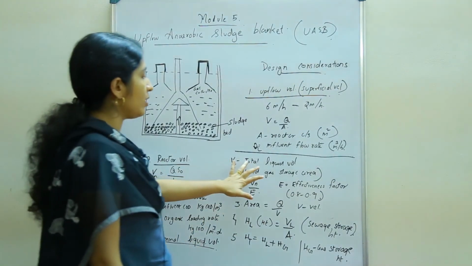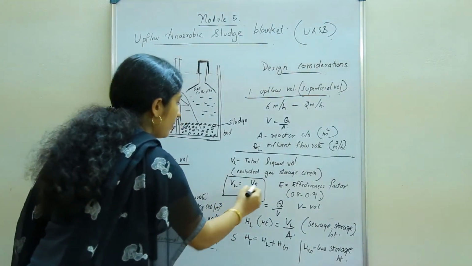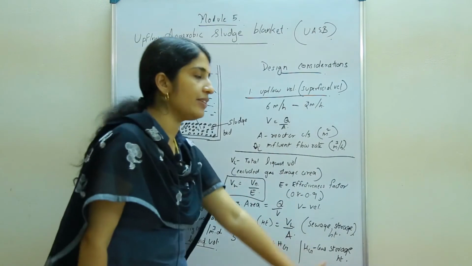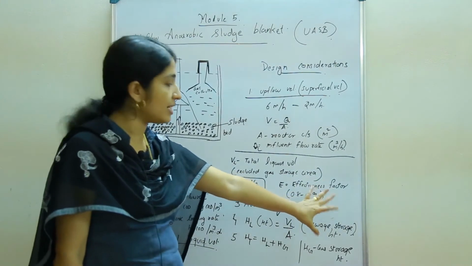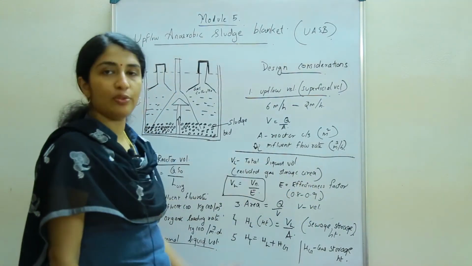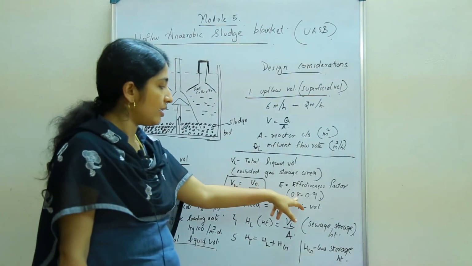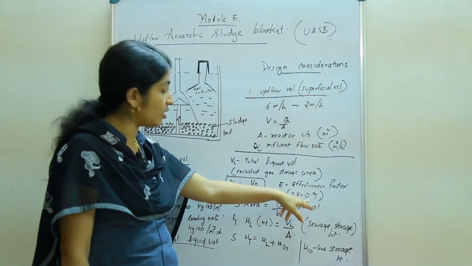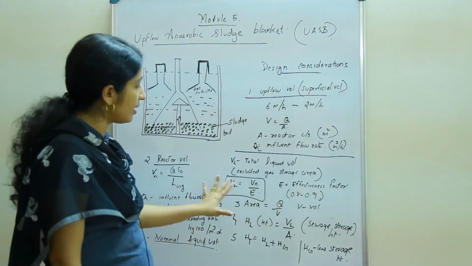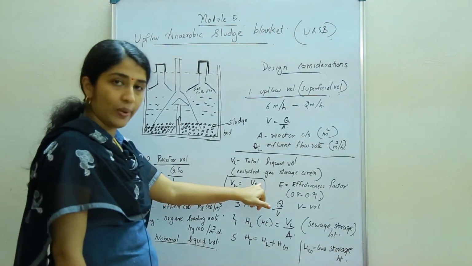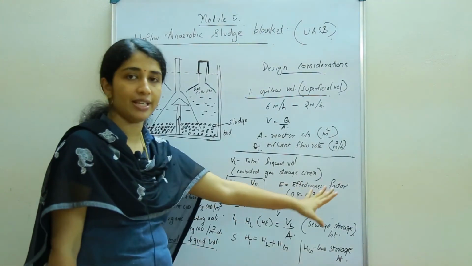From this we can find the total liquid volume. The total liquid volume is equal to the nominal liquid volume divided by the effectiveness factor. So Vn divided by E gives the total liquid volume needed for the design, where Vn is the nominal liquid volume and E is the effectiveness factor, in the range 0.8 to 0.9.